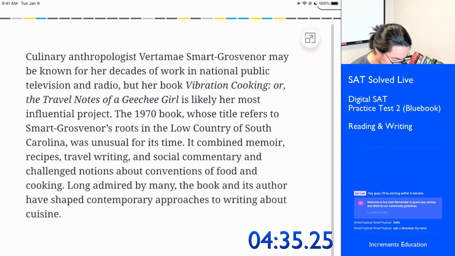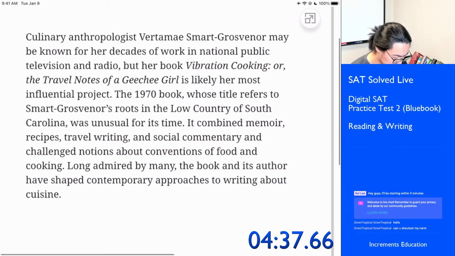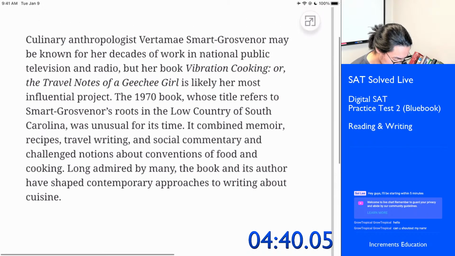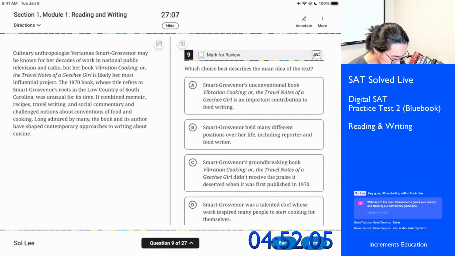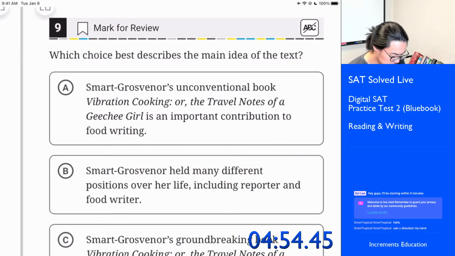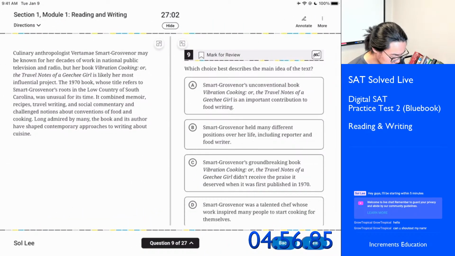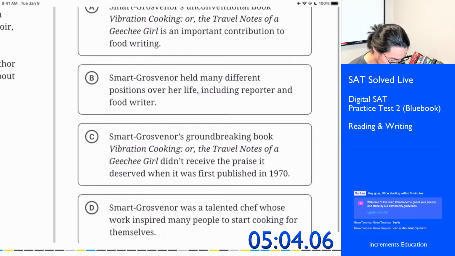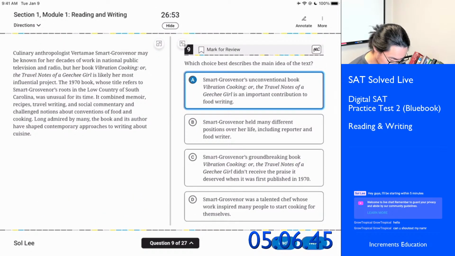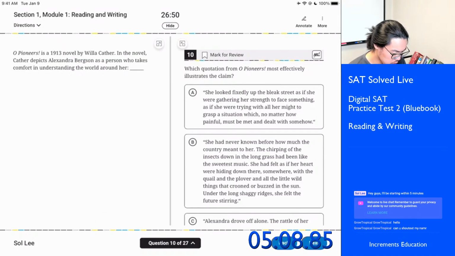She is known for public TV and radio, but her book is the big deal. Her roots are in the Low Country of South Carolina. It combined memoir and travel writing, so it was very personable. Okay, it's made it different, and it challenged conventions of food and culture. So she's more famous for her book, which made a big deal. So, yeah, that's A.